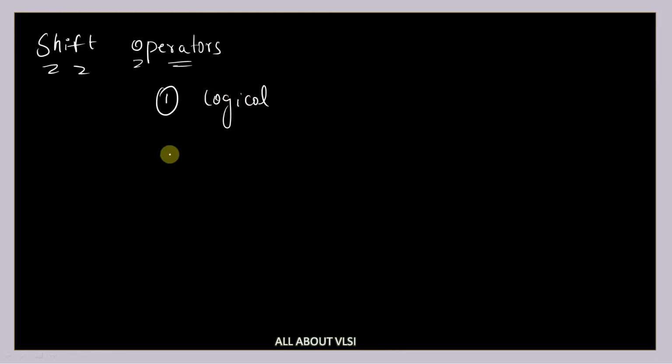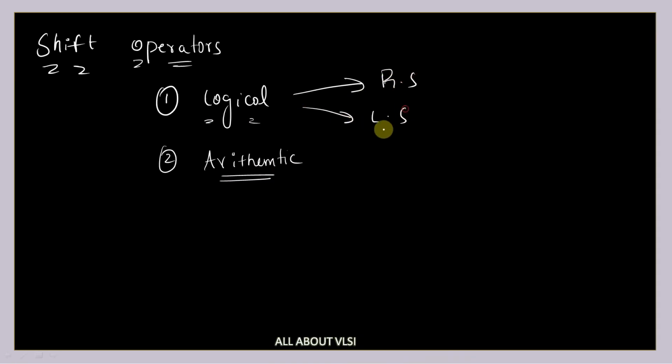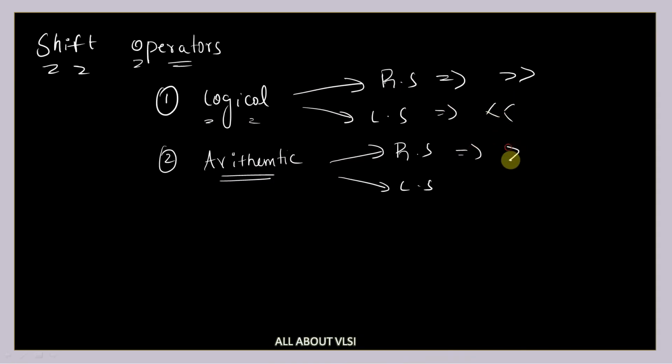So we have the operators known as shift operators. In the case of shift operators, we have two types: one is logical shift operators and another is arithmetic shift operators. In the case of logical shift operators, we have right shift and left shift operators. And in the case of arithmetic shift operators, we also have right shift and left shift operators. The logical symbols are simple, and in the case of arithmetic shift operators you have three symbols, and for left shift you have this. So this is nothing but your shift operators.